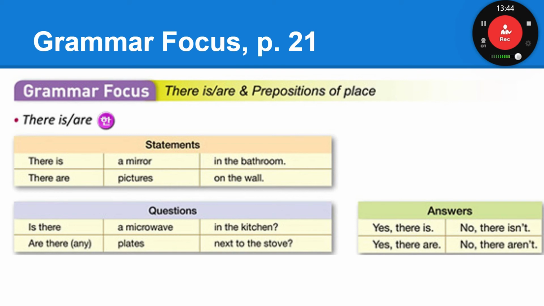Listen and repeat. Are there any plates next to the stove? One more time. Are there any plates next to the stove? Let's look at your answers. Yes, there are. No, there aren't. Using are. Plates, P-L-A-T-E-S. That S means there's more than one of them. So we're using are. Yes, there are. No, there aren't.